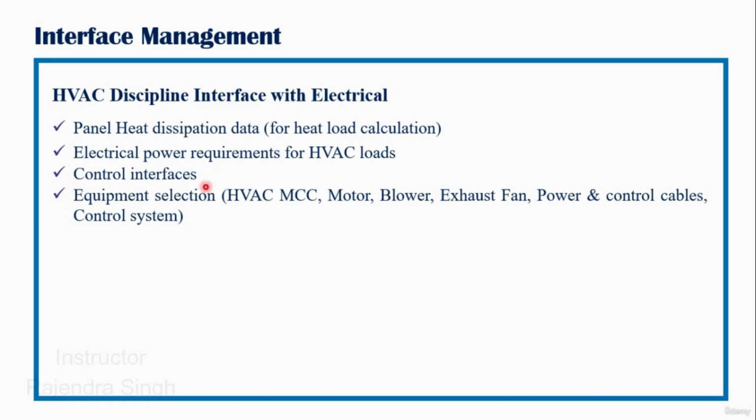Control interfaces: is there any specific controlling required for the heating, ventilation and air conditioning system? Those details and data have to be taken from the HVAC team. And finally in the equipment selection, whether a dedicated HVAC MCC is required or not, the motor design, the blower design, exhaust fan requirement to control the ACPH, air changes per hour, the power and control cables and the control system design can only be done if the HVAC discipline inputs are provided at the right time to the electrical department.